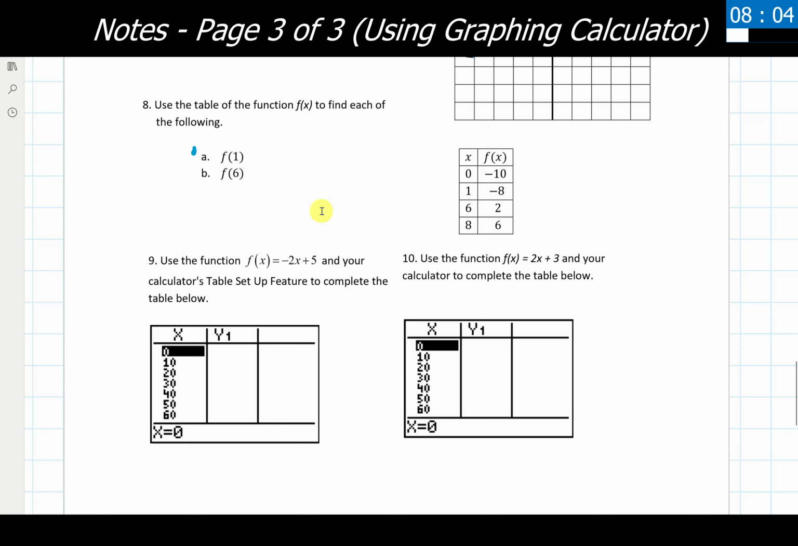So for our first one, we have f of 1. Where is that? It's going to be right here. So what's the corresponding output value? That's going to be -8. With our second one, I've been given an input value of 6. That's going to be right below that, it looks like, and that has an output value of 2.